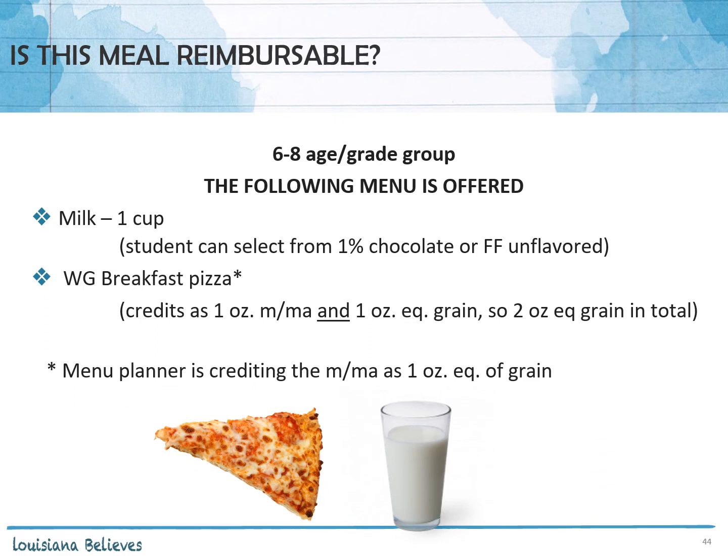Is this breakfast reimbursable for the 6 to 8 age grade group? We have 1 cup of milk with a choice between 2 options, and a whole grain breakfast pizza that credits as 1 ounce meat alternate and 1 ounce grain.